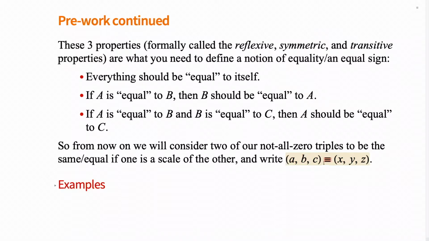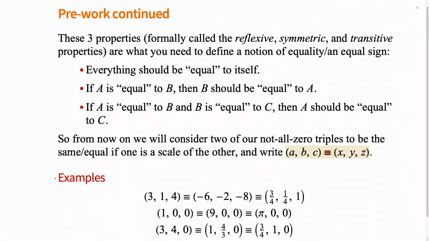Formally, this is the congruent symbol, but using a different symbol than the standard equal sign lets us have the coordinates different in both parts. Now, just some examples to make sure that we have the idea down.